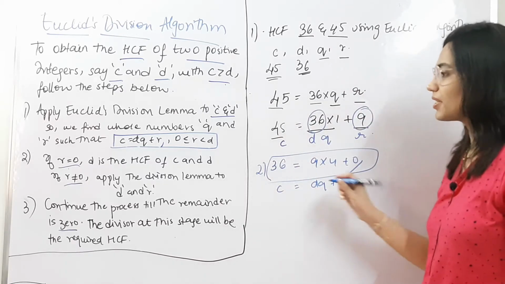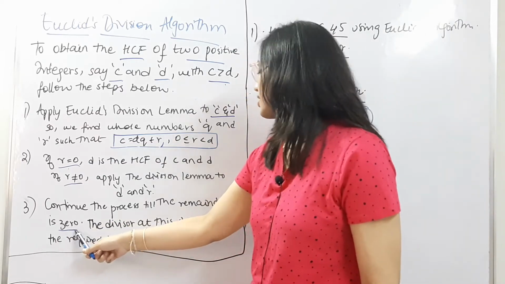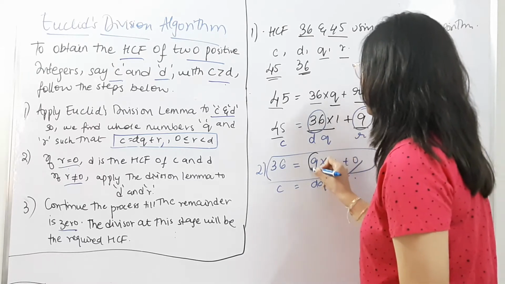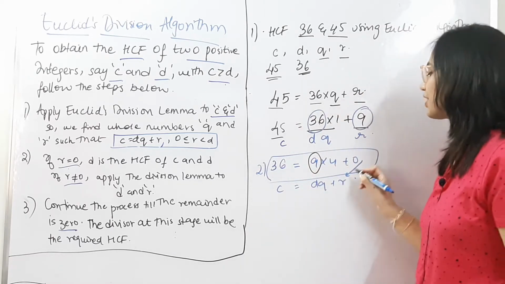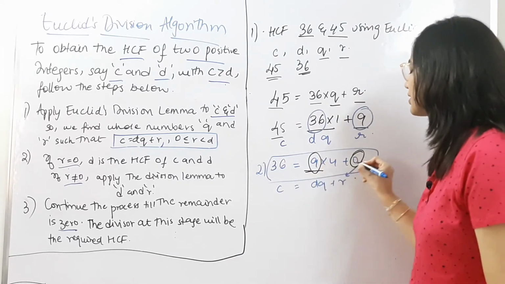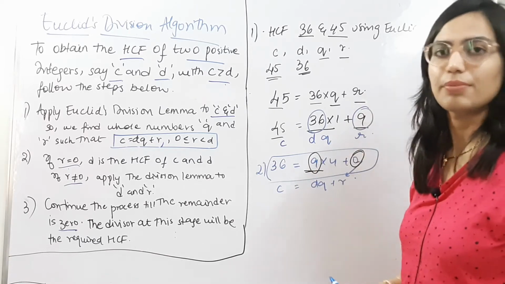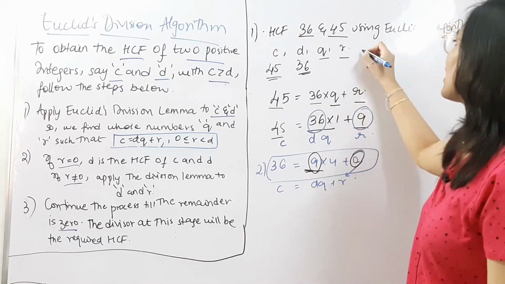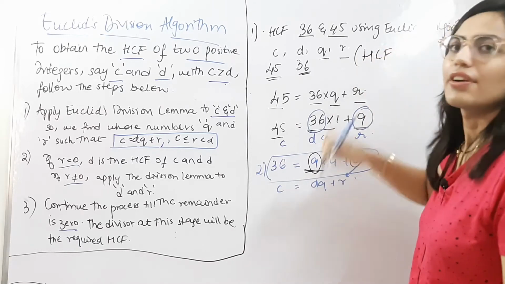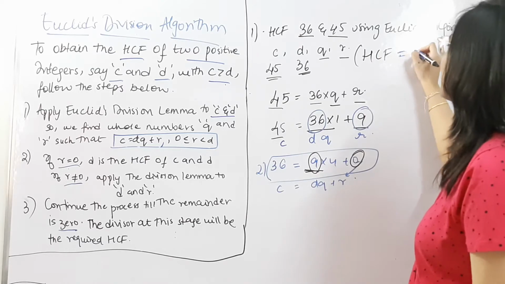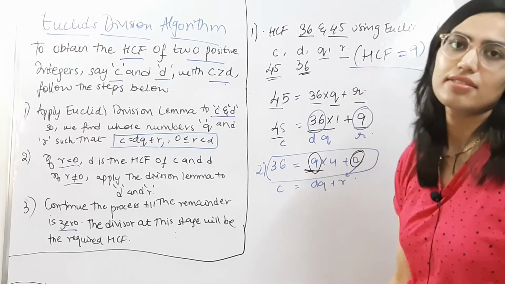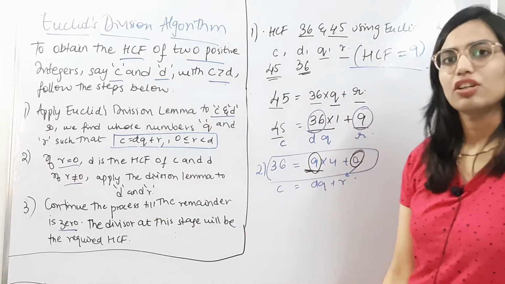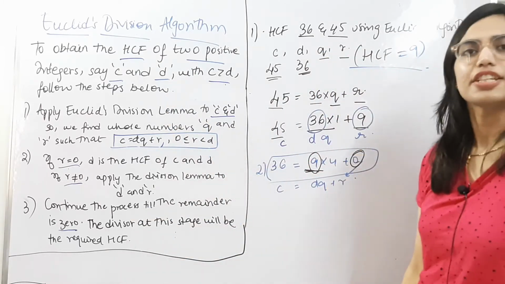So what is the meaning of that? Whenever R is 0, the divisor will be the HCF. Here the divisor is 9. So whenever we get R as 0 when computing the HCF between two numbers, the divisor in that step will be the HCF, highest common factor. That is nothing but 9 in this case. Using Euclid's division algorithm, we can find the HCF in this manner.